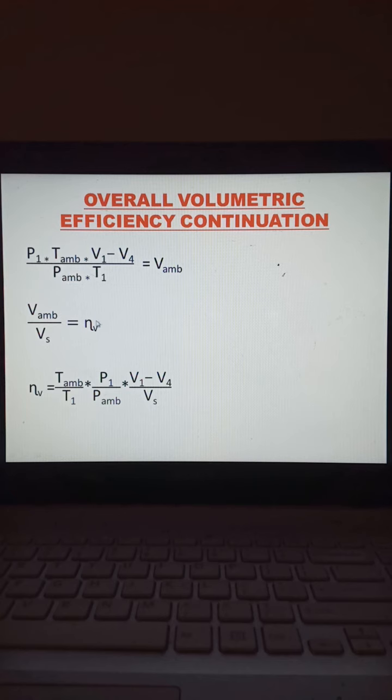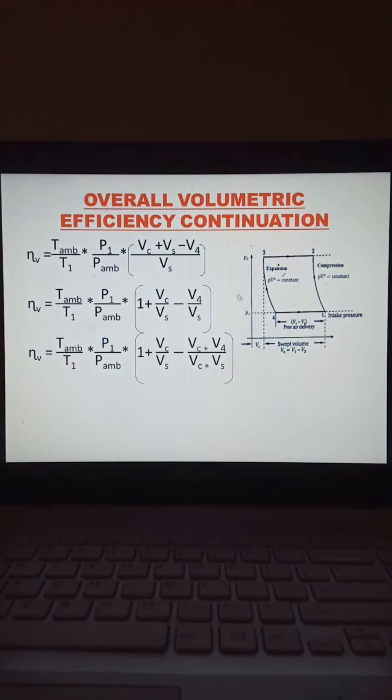You know the formula for volumetric efficiency, Vm divided by Vs. So I rearrange the above equation. When you divide this with Vs, we get the volumetric efficiency. I rearrange this equation as Tm divided by T1 into P1 divided by Pm into V1 minus V4 divided by Vs. I strongly recommend you to write along with me these equations so that it will be more clear. So now we have the equation Tm divided by T1 into P1 divided by Pm into V1 minus V4 divided by Vs. So what is V1?